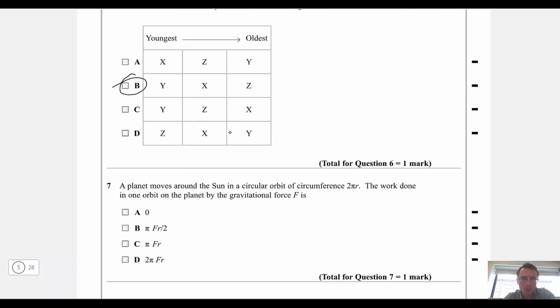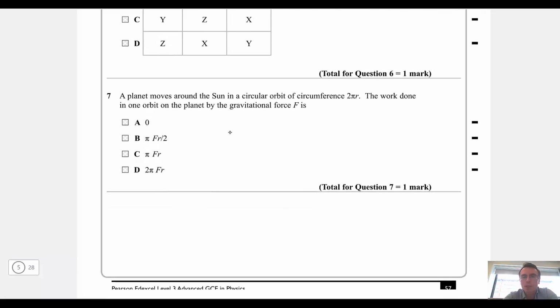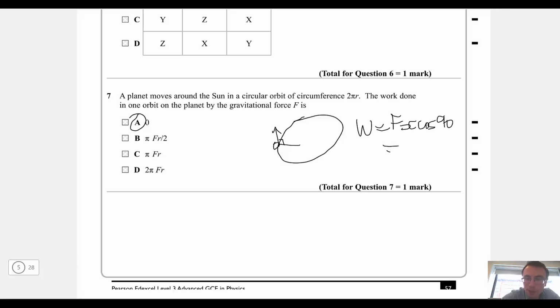Okay, 7. A planet moves around the sun in a circular orbit of circumference 2 pi r. The work done in one orbit on the planet by the gravitational force is 0. Why is it 0? If you have a perfectly circular orbit, then the displacement is perpendicular to the force. Therefore, the work done is equal to Fx cos of 90 degrees, which is just 0 joules.